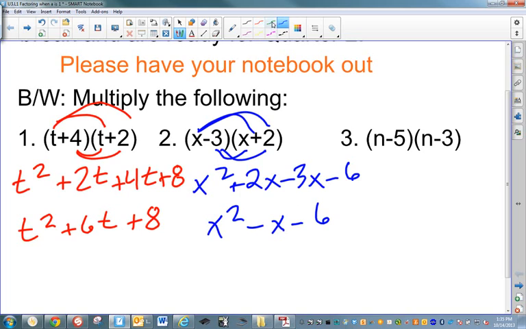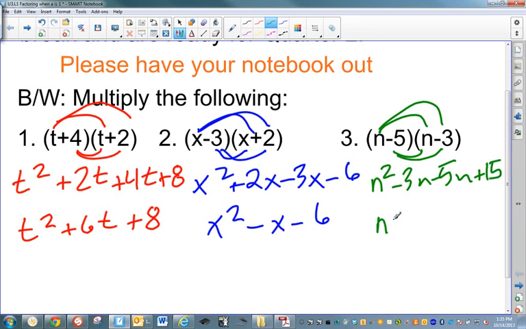Over here, n times n is n squared. N times negative 3 is negative 3n. Negative 5 times n is negative 5n. And negative 5 times negative 3 is plus 15. You get n squared minus 8n plus 15.